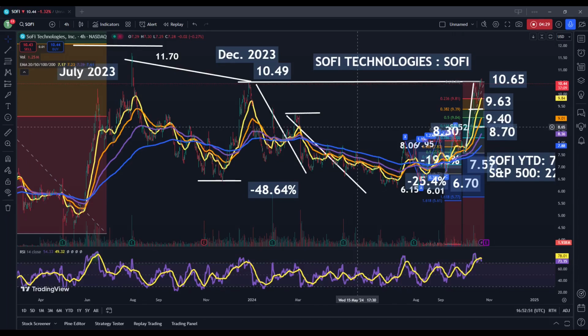The market is not your friend. The market is trying to take your money. So you should be willing to look at a stock in both directions at all times.